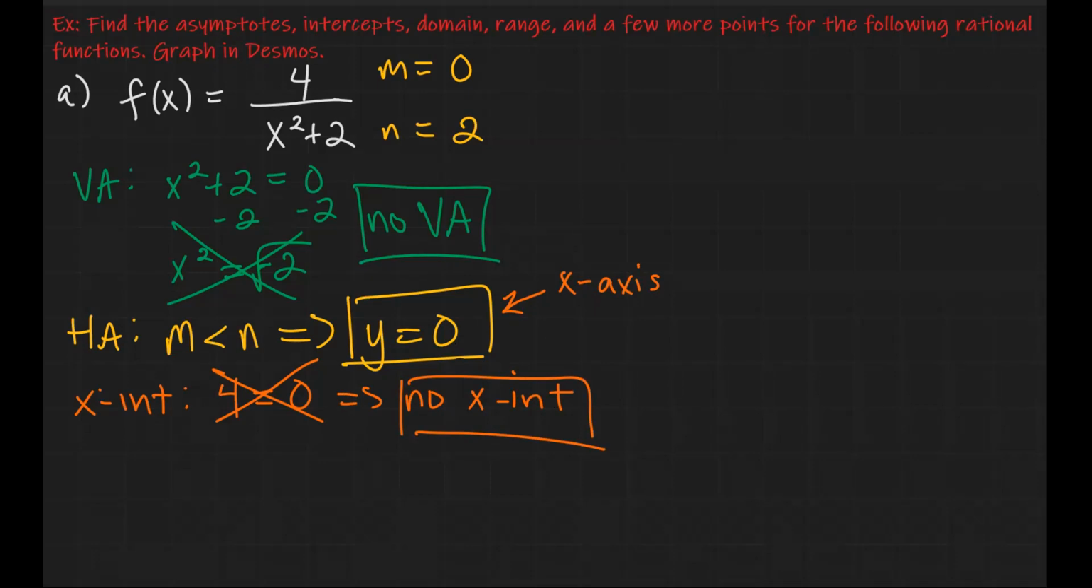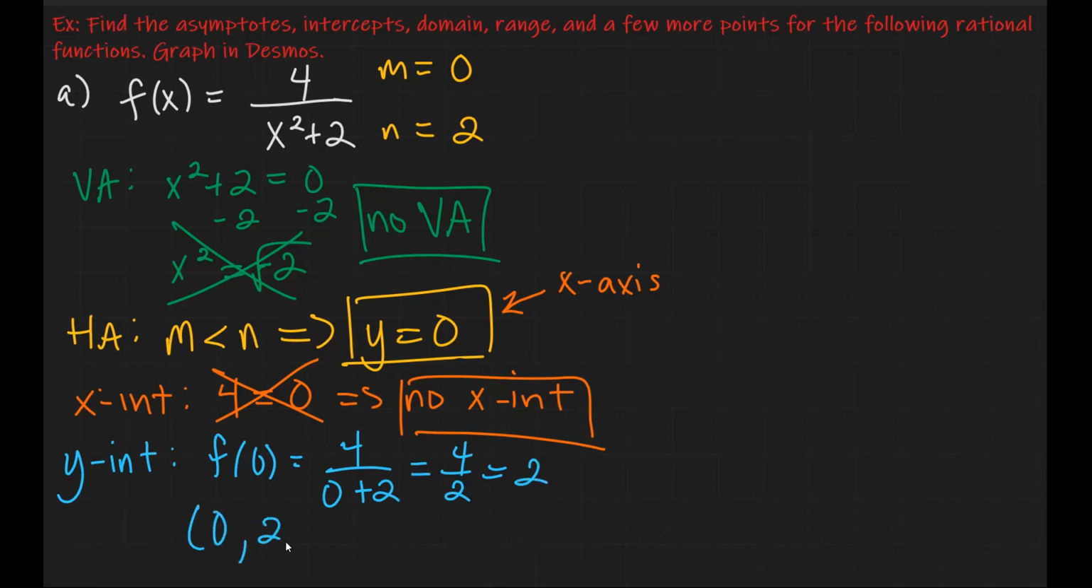So now let's go ahead and find our y-intercept. We do that by finding f of 0. And what is f of 0? 4 over 0 squared, which is 0, plus 2, which is equal to 4 over 2, which is 2. So our y-intercept is (0, 2). Cool.